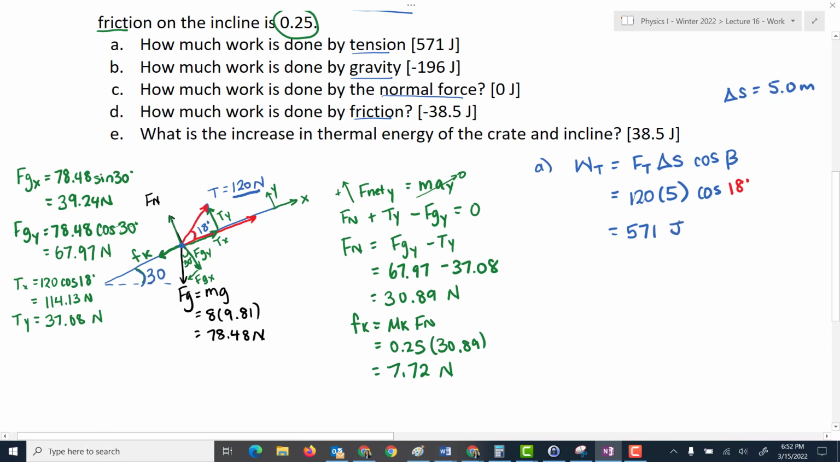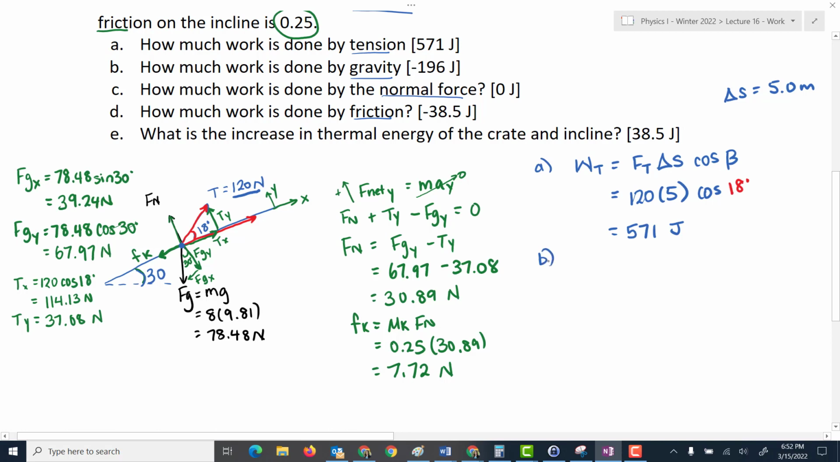Work means how much energy you are adding to the system. The work done by tension is positive. That means the tension is helping the object move in the direction it's moving, so it's making it speed up. And that makes sense because this tension here is pulling the object up the ramp, and that's the way it's moving.